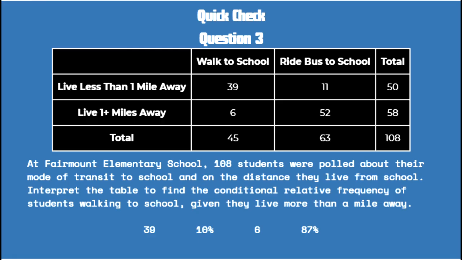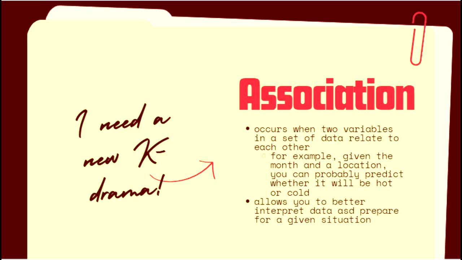At Fairmount Elementary School, 108 students were polled about their mode of transit to school and on the distance they live from school. Interpret the table to find the conditional relative frequency of students walking to school, given that they live more than 1 mile away. Okay, so you're going to take your 6, you're going to divide it by something, which you should know by now. Hint, it's none of these. And then you're going to get a percentage, which eliminates 2 of your answers, and you'll put it in down here.